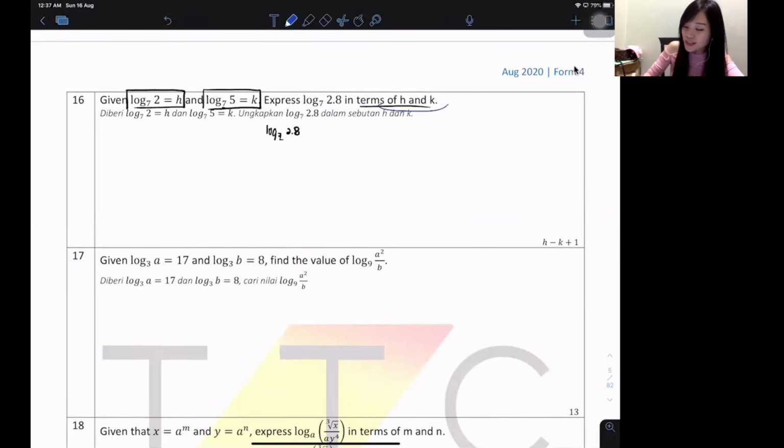Isn't it you want your answer in H and K? You want your answer in H and K, isn't it? That means you want to sub. You want to sub, but do you realize? On top, they give me 2 and 5. Now I got 2.8. Hello, it's not even the same thing, okay, my dear?